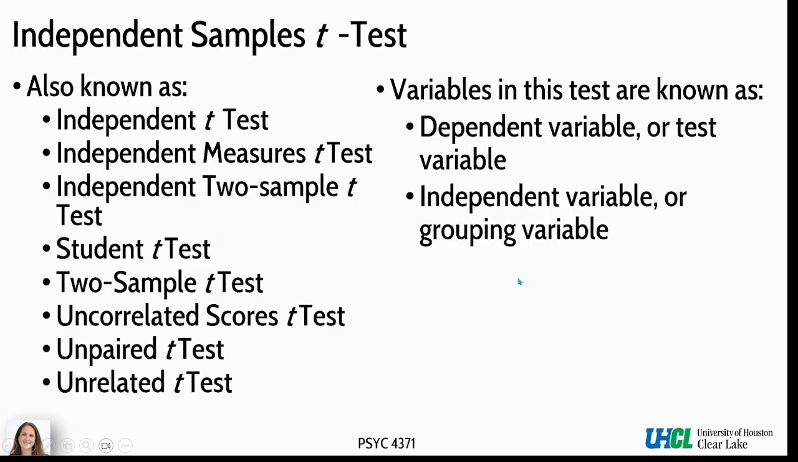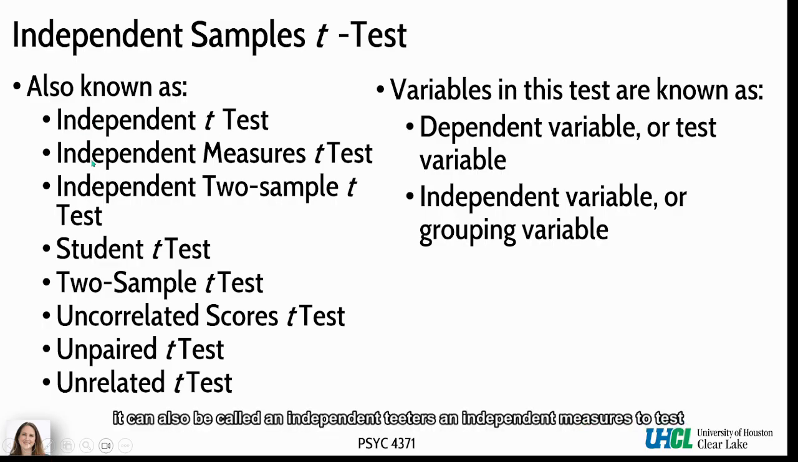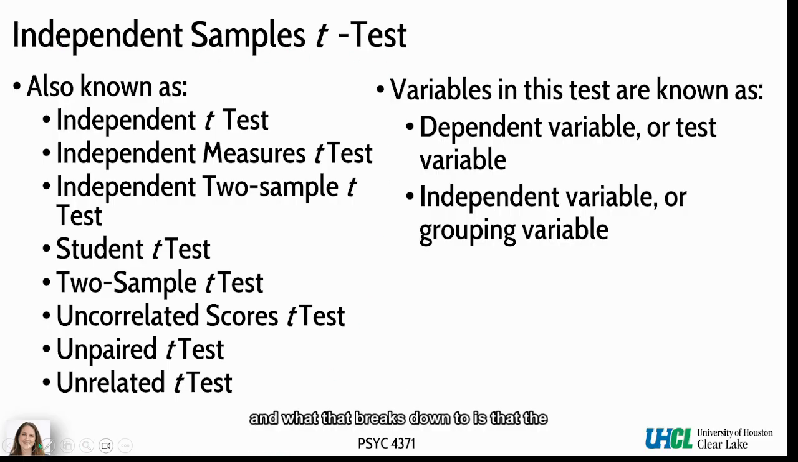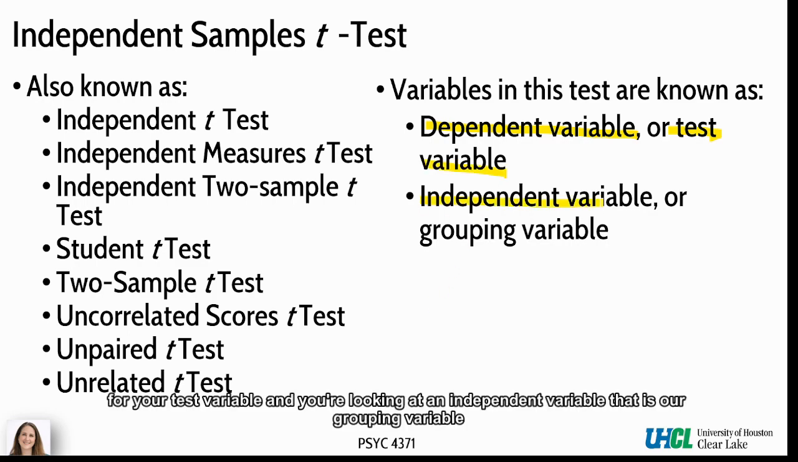There are a lot of different names that are used for the independent samples t-test. It can also be called an independent t-test, an independent measures t-test, independent two-sample t-test, student t-test, two-sample t-test, uncorrelated scores t-test, unpaired t-test, unrelated t-test. But all of those things mean the same thing, independent samples t-test. What that breaks down to is that the variables in this test are a dependent variable for your test variable, and an independent variable that is our grouping variable.